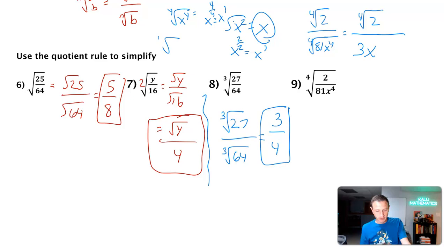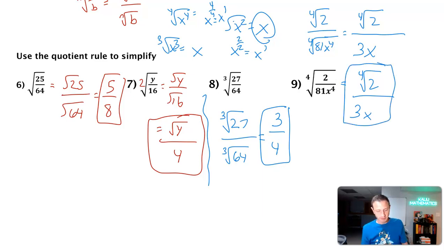The cube root of x to the third, x. Same thing. So this answer is the fourth root of 2, because I cannot do anything with that. And then the fourth root of 81 was 3. The fourth root of x to the fourth was just x. So I get the fourth root of 2 over 3x.